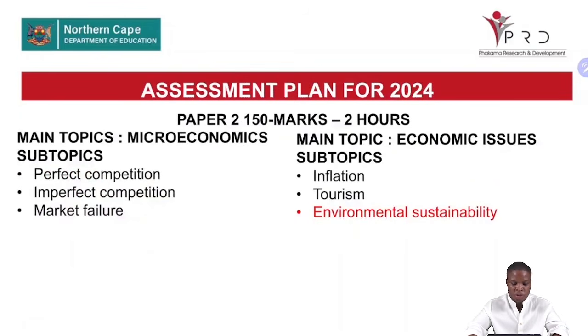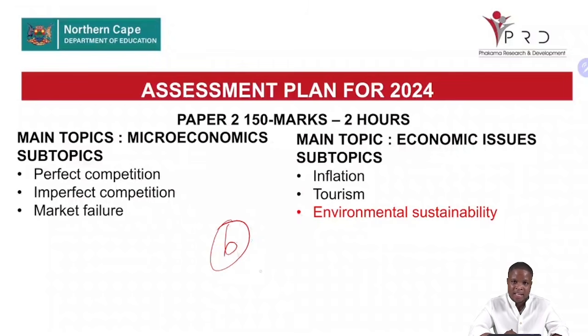Right, so this is how your paper 2 looks like. You have 2 main topics, your microeconomics and your economic issues. There are 3 subtopics per main topic. So you are having 6 subtopics, unlike in paper 1 where you are having 8 subtopics. In paper 2 you are having 6 subtopics, and you can really master all these 6 subtopics so that you can get your distinction. If you are planning for a distinction, if you can master both main topics, then you can get a very good mark.